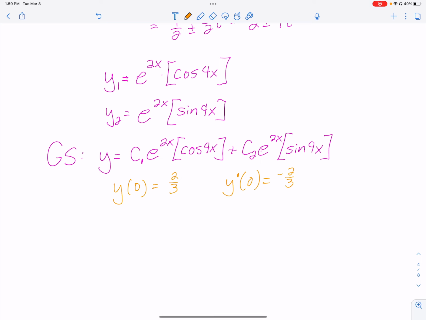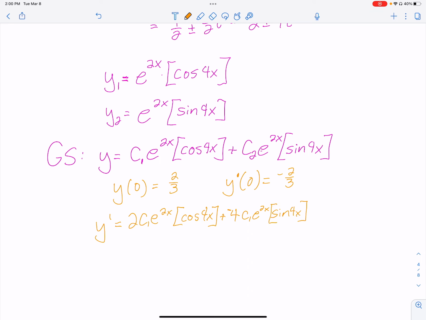I am going to need a y prime, so let's figure out that first. So y prime, I have a product rule here. We'll do the first one. So 2c1 e to the 2x times cosine 4x, plus, I leave the first one alone. I'm going to get a negative 4 here, because it's a cosine. Negative 4c1 e to the 2x sine 4x.